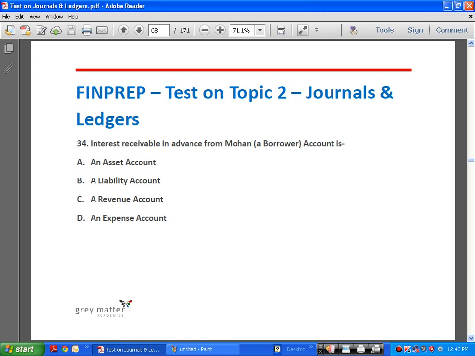Right. The question should be interest received in advance from Mohan, a borrower. Okay, so it is interest that is received in advance. So here Mohan has borrowed money from the business, and the business has received the interest from Mohan in advance, even before the interest was due to the business from Mohan. So since it has received the interest in advance even before it is due, it is a liability.